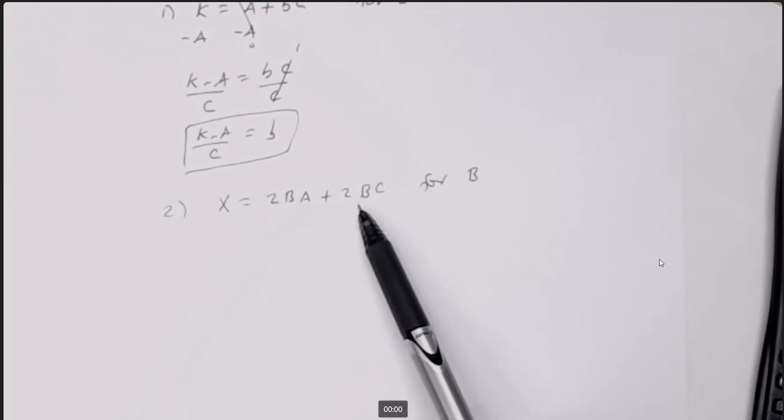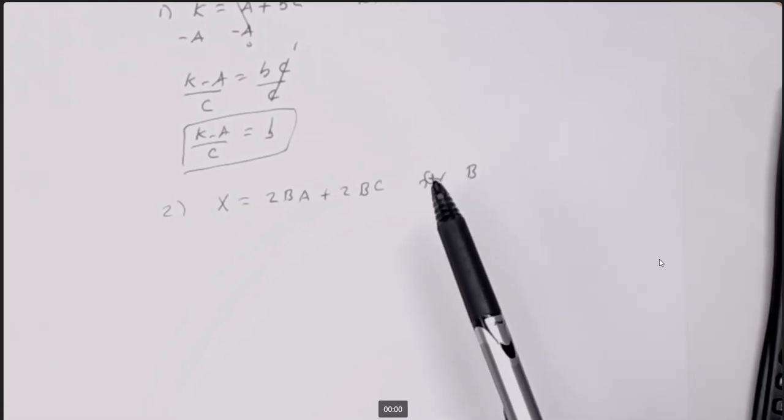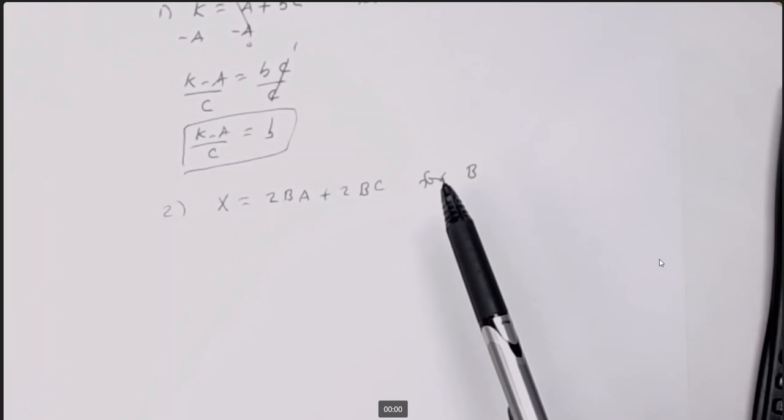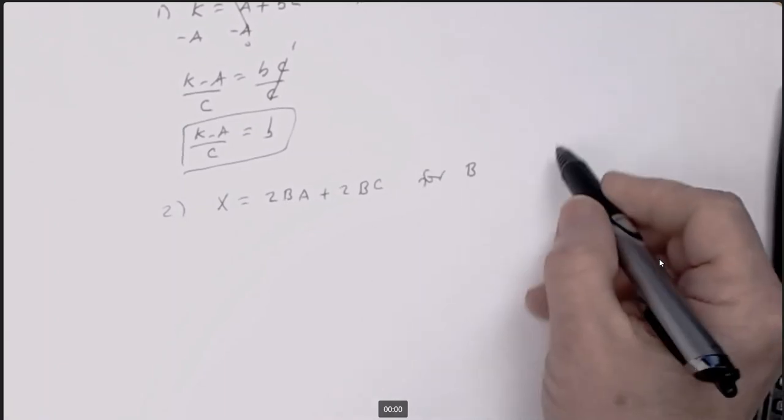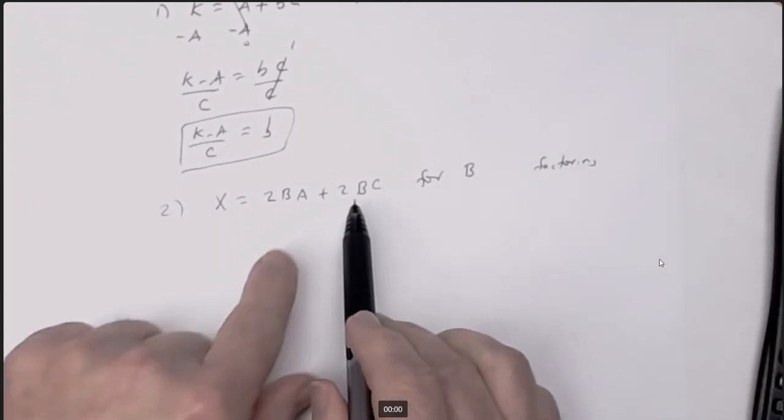So here's what you have to do. You're going to have to remember some things from previous courses, so the idea of factoring. You have to use factoring here. So notice that I have a b here and a b here. So you're going to factor out the b.